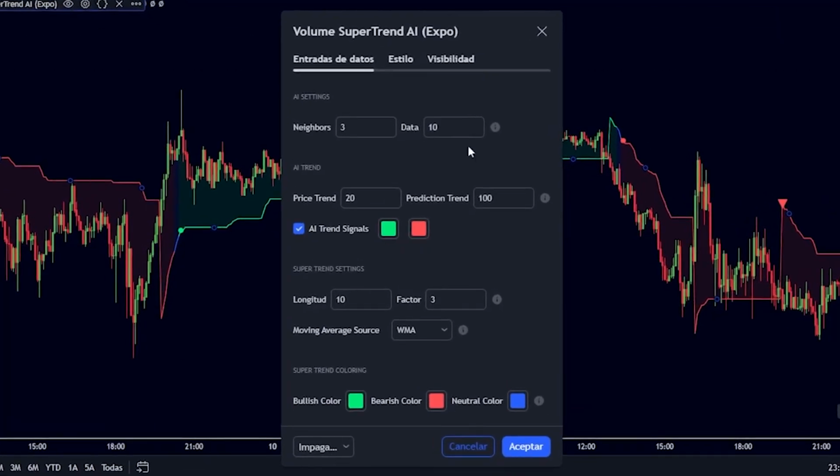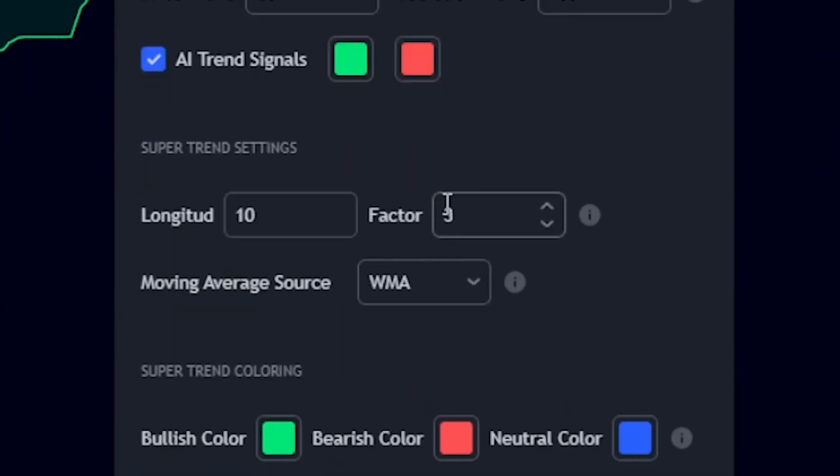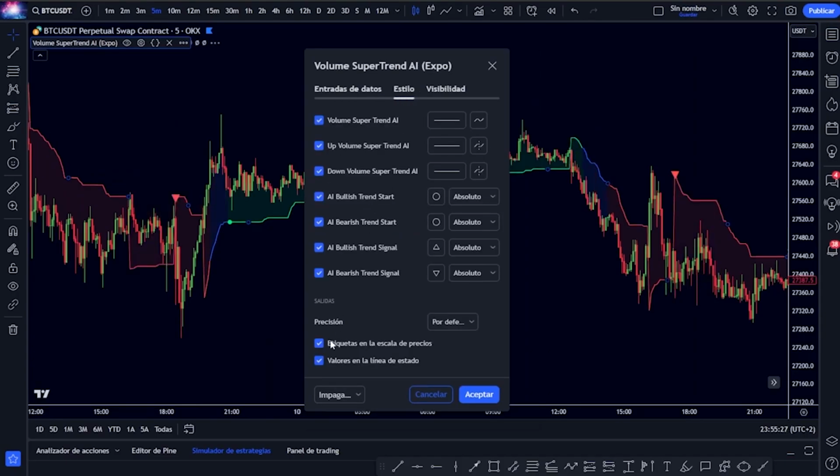The first thing we are going to do is go to the configuration part and change the 3 for a 6, and in the data part the 10 for 21. Finally, we will go to the factor part and change 3 for 2.7. As always, the style part I leave more to your taste.